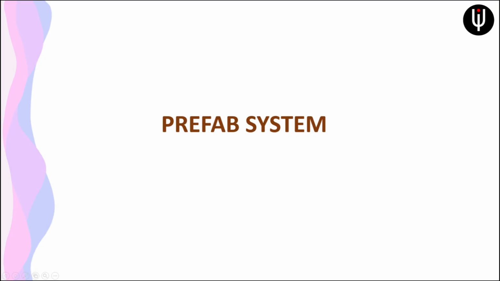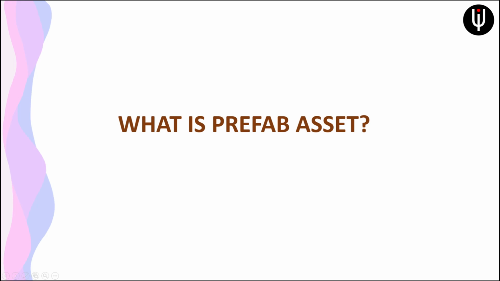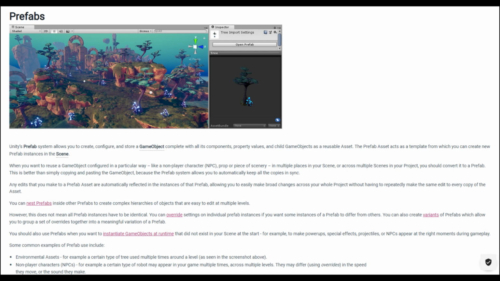In today's video, we'll discuss the prefab system. This concept can be used for 2D as well as for 3D game objects. Now let's try to understand what a prefab asset is. The prefab asset acts as a template from which you can create new prefab instances in the scene.